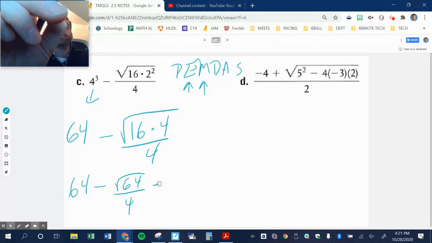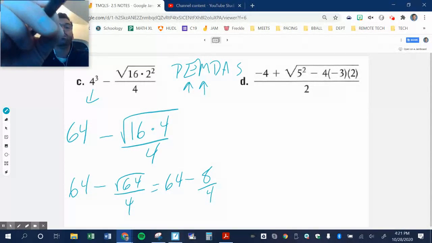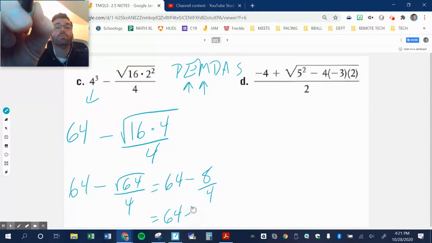Keep going. What's the square root of 64? It's 8. 8 divided by 4. I know what 8 divided by 4 is. It's 2.